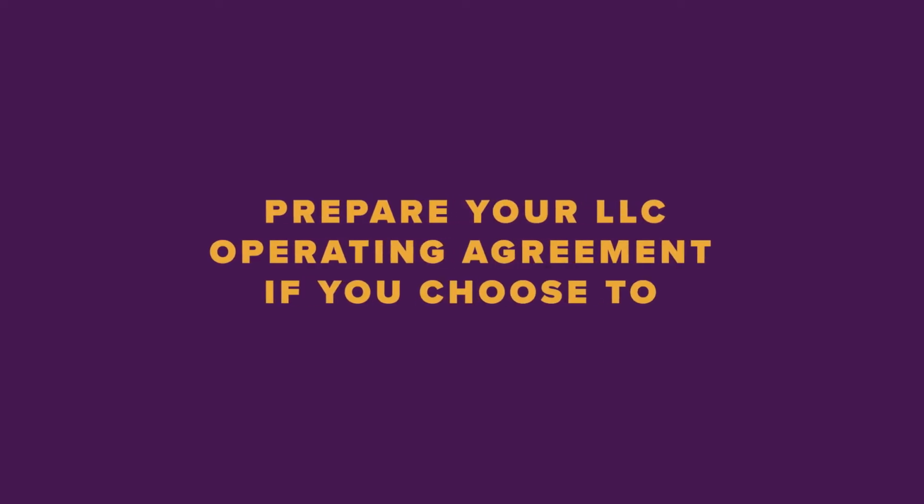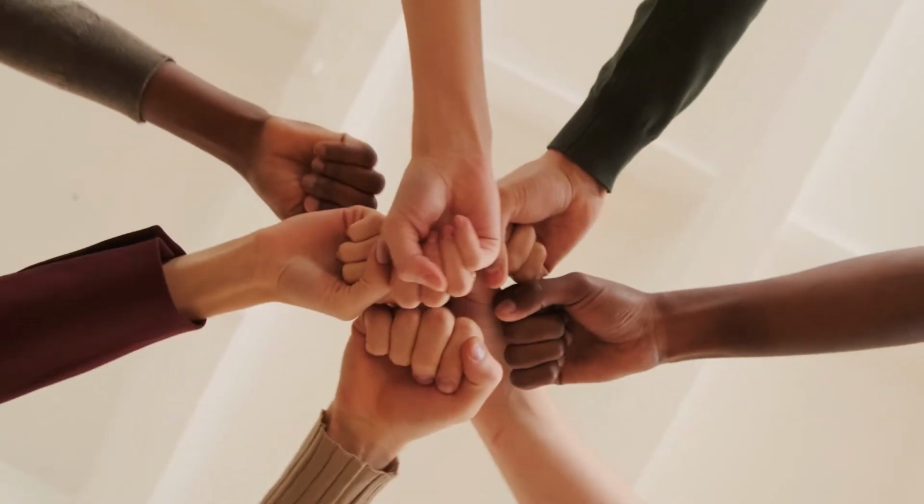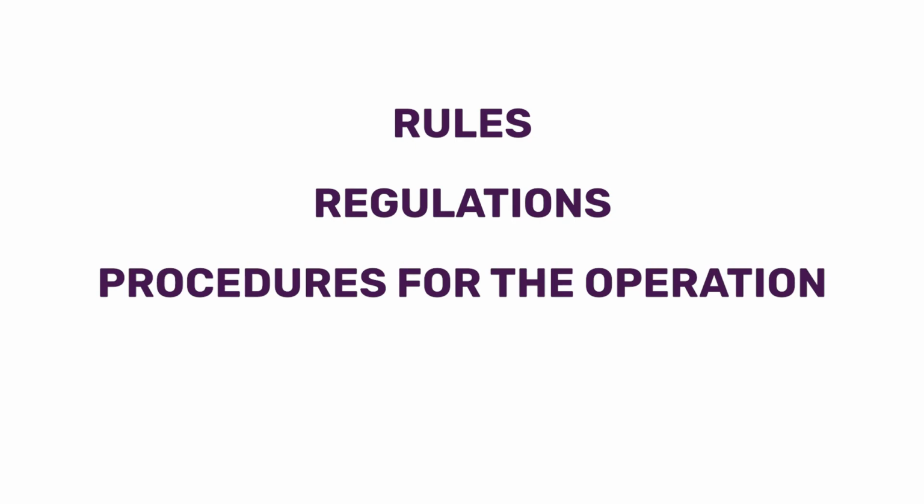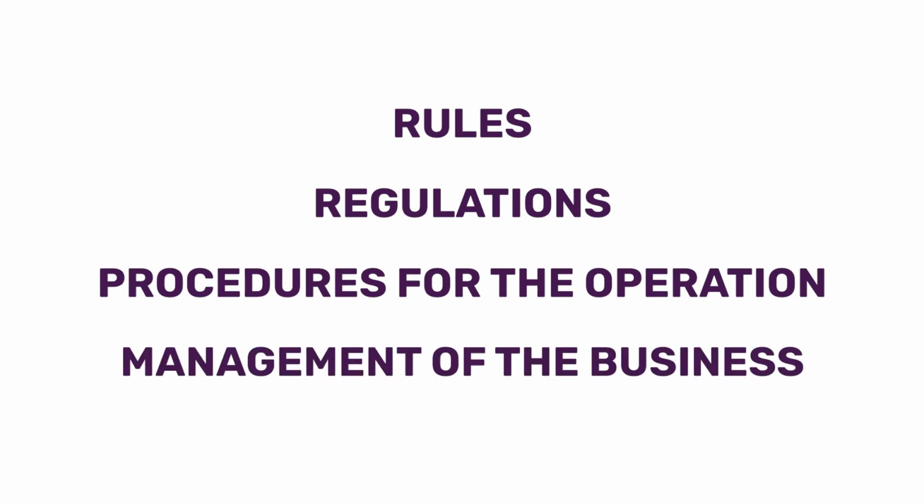Fifth, you'll prepare your LLC operating agreement if you choose to. Texas doesn't require it, but if there is more than one member, it clears everything up. On the operating agreement, you'll list the rules, regulations, and procedures for the operation and management of the business. It will detail who makes decisions, how disagreements will be handled, separation from the business, and bringing on other members.